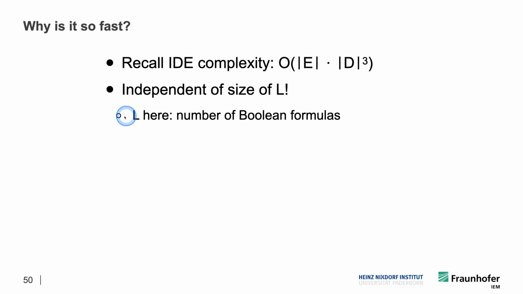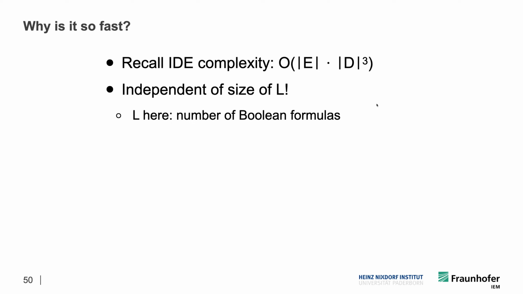And this is actually what can grow large, right? So I told you we can have a large number of different Boolean formulas. It's exponential in the number of features you can have. But this is not at all part of the equation. So it basically means no matter how large these formulas grow, the IDE solver will always take the same time.